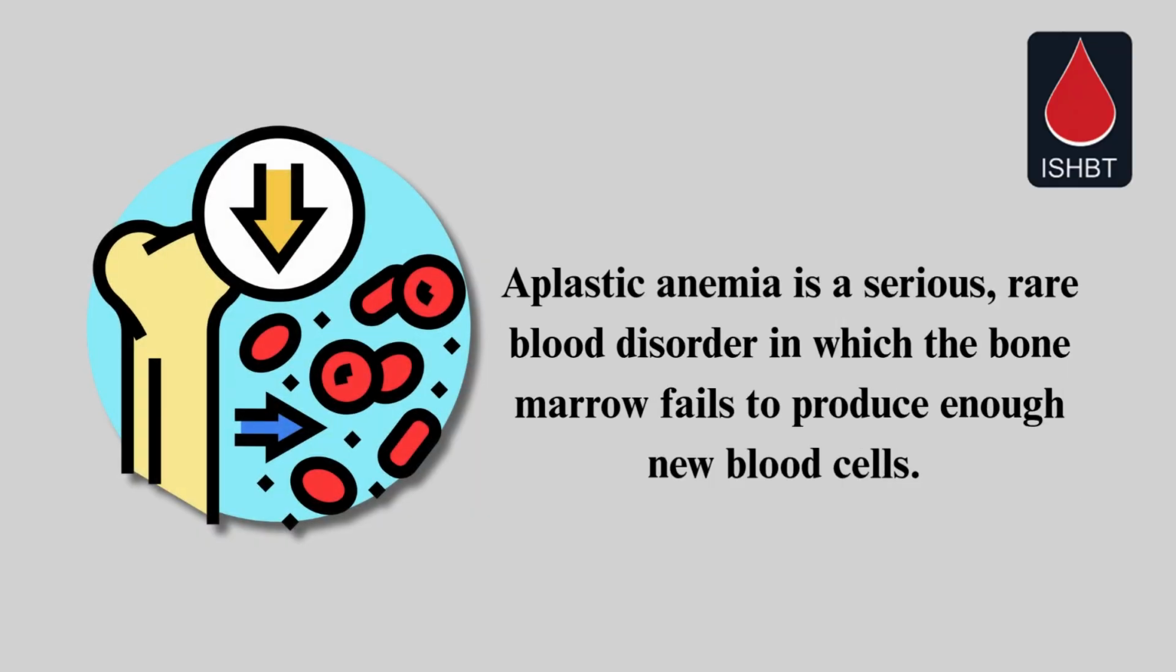So in aplastic anemia, generally along with reticulocytopenia, multiple cell lineages are involved. So along with anemia, there would also be neutropenia and thrombocytopenia. So by this approach, we can diagnose the common causes of anemia.